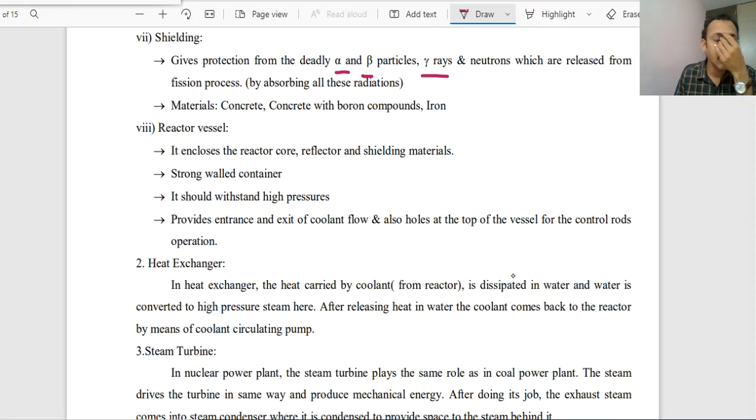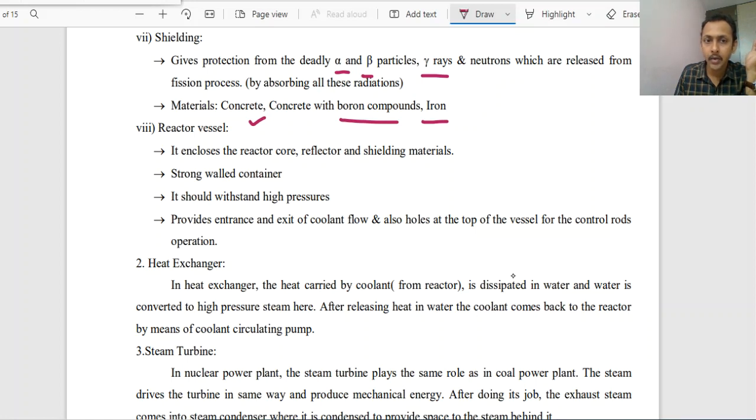If this shielding is not there, these particles are going to escape into the atmosphere, and it leads to harmful radiation and a lot of problems to the skin. So in order to make this protection, we need the shielding, and it will be made up of concrete, or concrete with boron compounds, and iron.